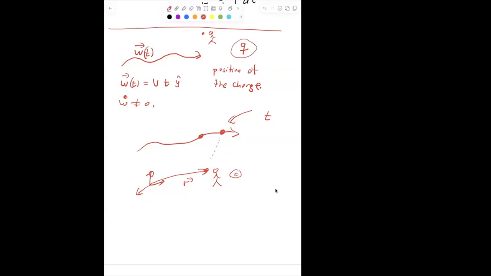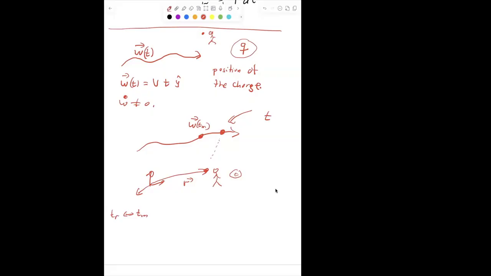So there is a point here, let's call it the point of influence. This point is some point along the trajectory at some time t_m. Now, here I'm changing a bit the notation of Griffiths. Griffiths uses t_m, he calls it t_r.